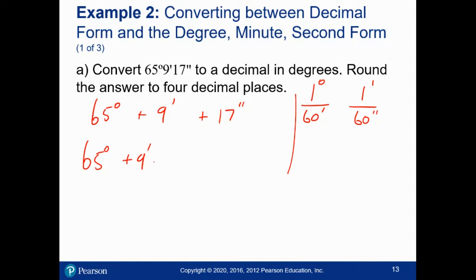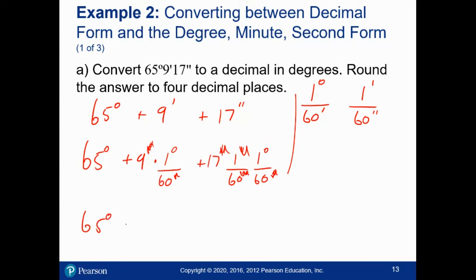So I'm going to take this 9 minute, and I'm going to multiply this by 1 degree per 60 minutes. Then the 17 seconds, I'm going to say there is 1 minute per 60 seconds, and there is 1 degree per 60 minutes. And now my units start canceling, okay? These minutes cancel those minutes, seconds cancel seconds, minutes cancel minutes, and everything is now left in degrees.